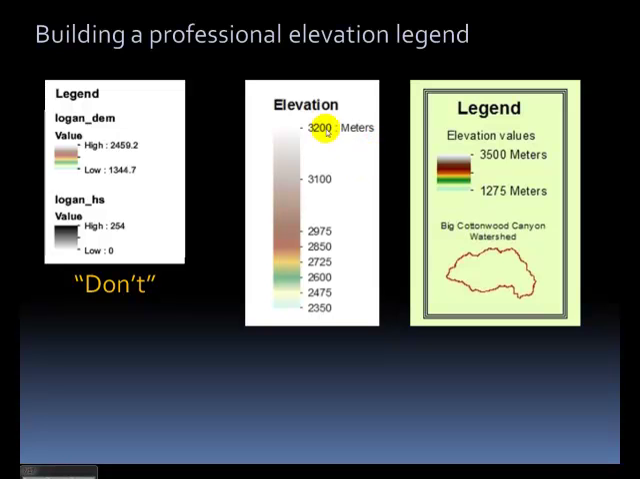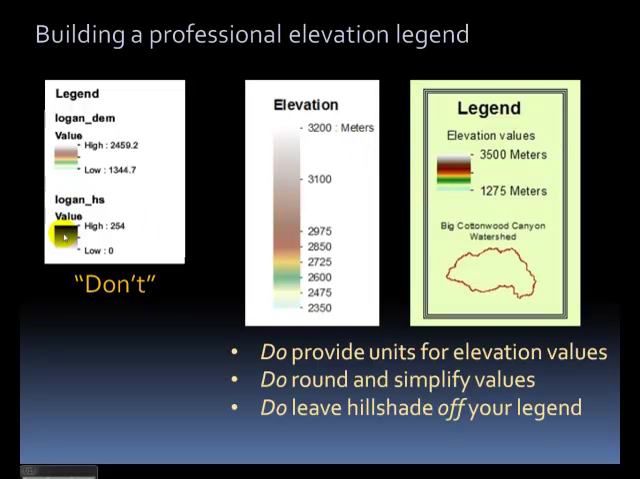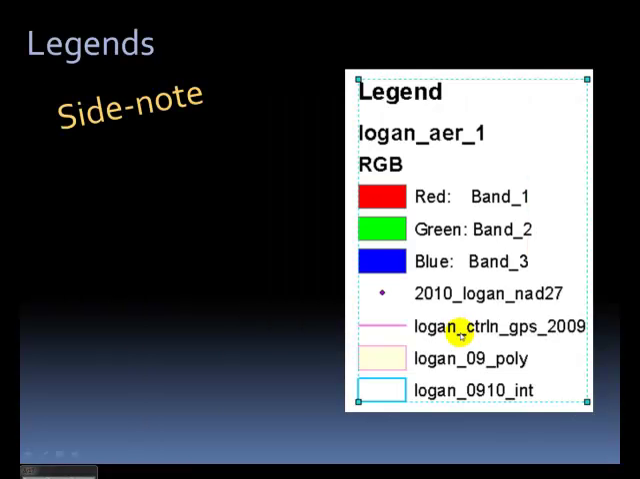Include your units. If you can round these, we'll talk about how to do that. If you want to take that extra step, this is really professional cartography. And we'll talk about hillshade a little bit later, but you never want to include hillshade on your legend. We'll talk about this later on. Underscores, jargon, make sure you edit this stuff out of your legends.